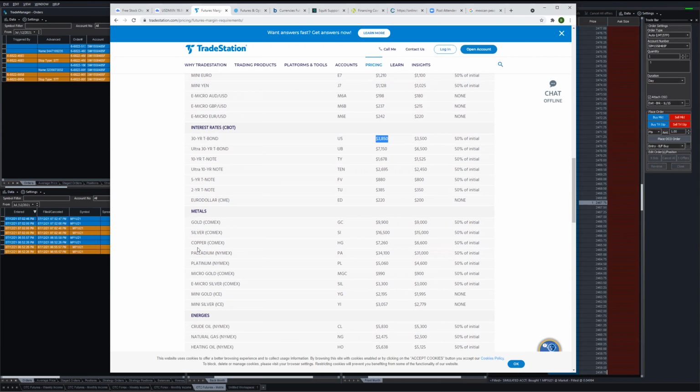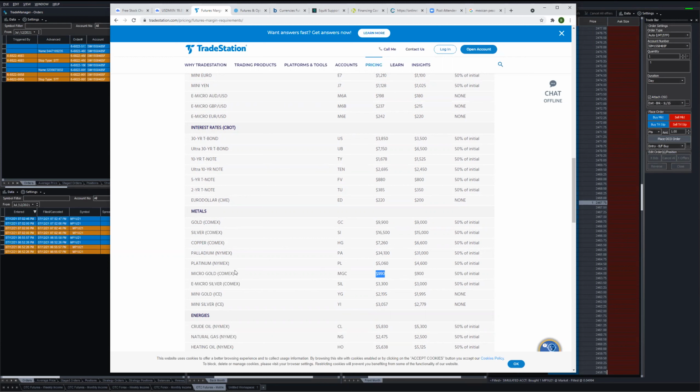Gold, silver, high margin requirement, super high margin requirement, right? However, now they introduced micro gold and micro silver, where you see micro gold now. Wow, it makes all of a sudden, maybe for somebody who has a smaller account size and therefore taking smaller risk, a lot of sense to trade gold with micros, right?